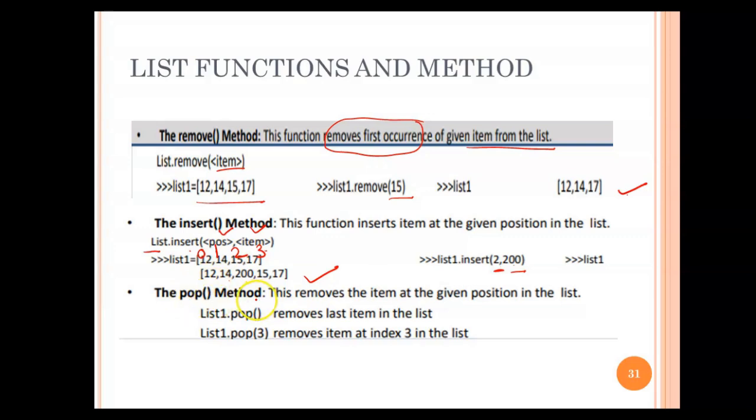Now we have the pop method. The pop method removes the item at the given position in the list. If you write it without any parameter, it is going to remove the last element of the list. Suppose this is your list, list 1 is equal to 12, 14, 200, 15, 17. These are the 5 elements. If you use the pop function, suppose I am writing list 1 dot pop, this 17 will be removed. If you write it again, then 15 will be removed.